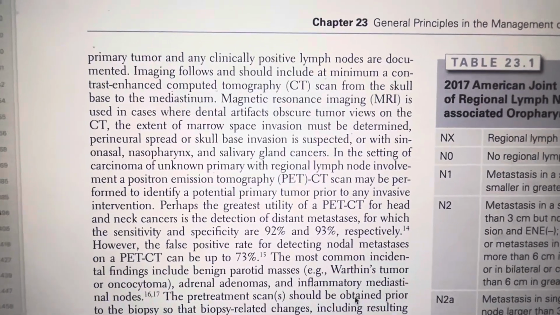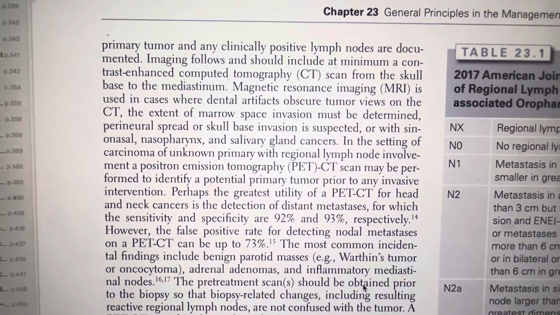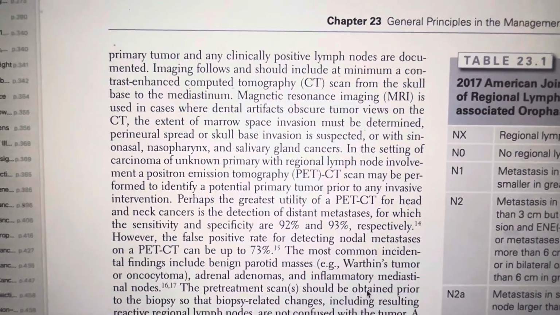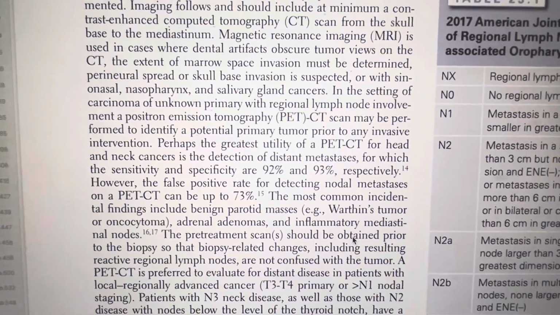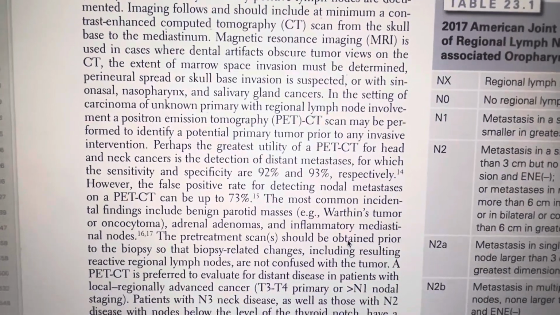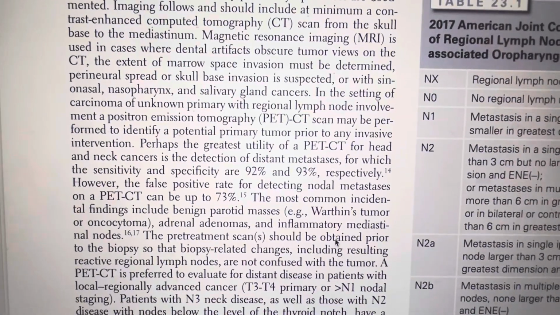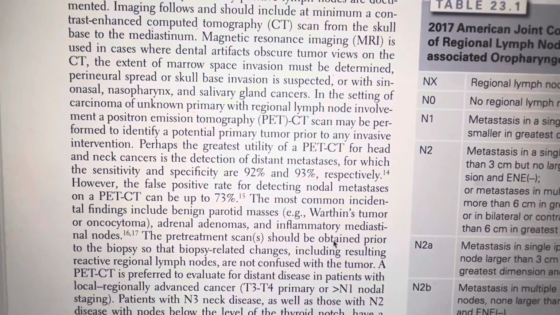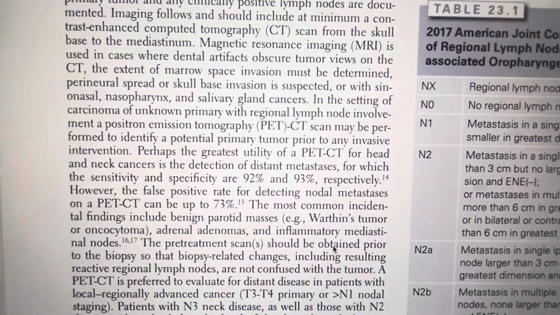In the setting of carcinoma of unknown primary with regional lymph node involvement, a positron emission tomography PET CT scan may be performed to identify a potential primary tumor prior to any intervention. Perhaps the greatest utility of a PET CT for head and neck cancer is the detection of distant metastasis, for which the sensitivity and specificity are 92% and 93% respectively.